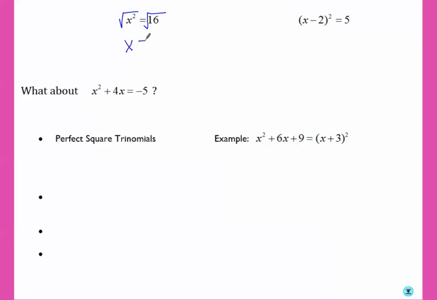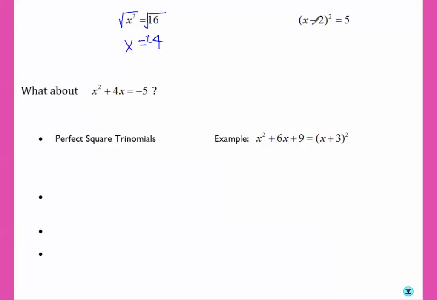And x would equal, what two numbers can we square to get 16? We can square 4, or we could also square negative 4 and get 16. So we need to say x equals positive or negative 4.